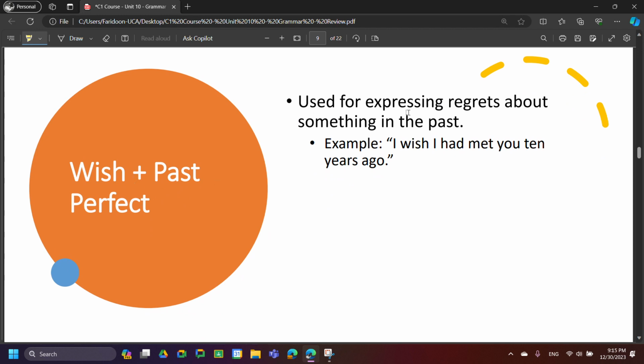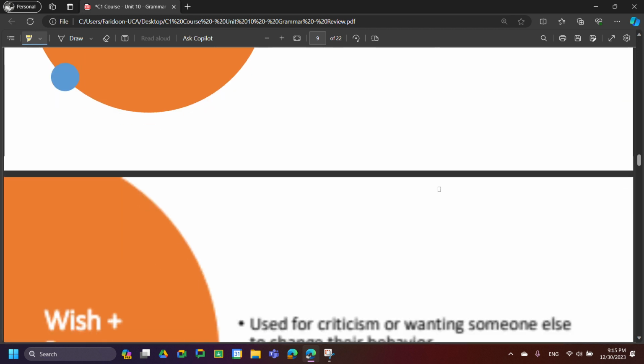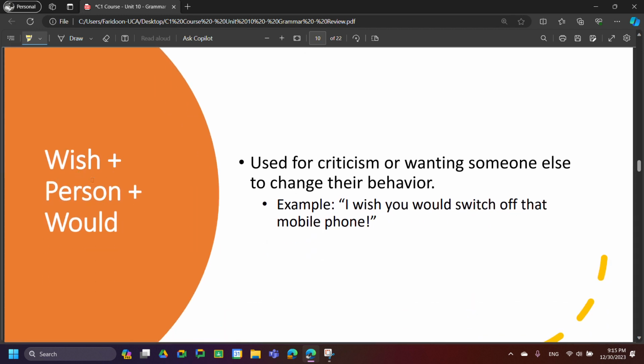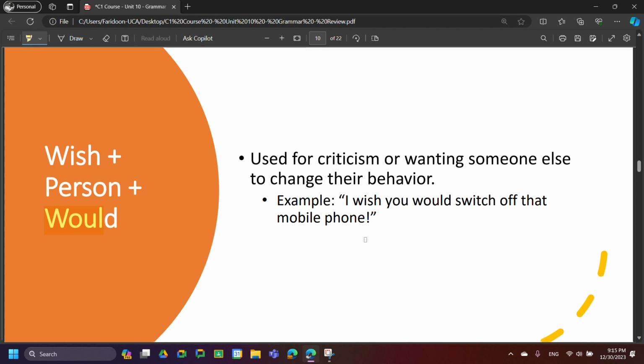Okay, so what about wish plus the past perfect? You're using this one, guys, for expressing regrets about something in the past. Example, I wish I had met you 10 years ago. So this is a regret and this is about the past, okay? Another one is using wish plus a person plus would, or a clause with would. And we use it for criticism or wanting someone else to change their behavior. Example, I wish you would switch off that phone, or I wish you would turn off that mobile phone or smartphone.